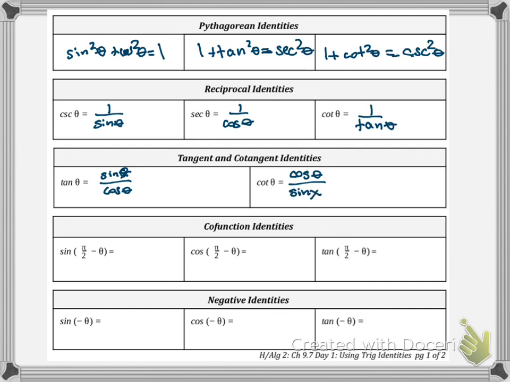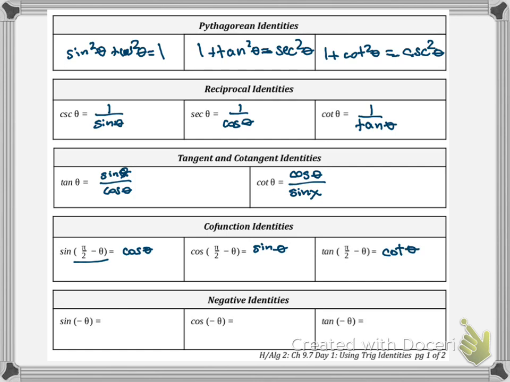Our cofunction identities. When you have sine of pi over 2 minus theta, we're just saying that it's shifted over, and it really makes the same curve as the cosine curve. So whenever you see this, it's just shifted over. So it's cosine of theta. The next thing, if this is shifted, this is going to be sine of theta. So it's cofunction identities. And for tangent, you can probably guess what that is. That is cotangent of theta.